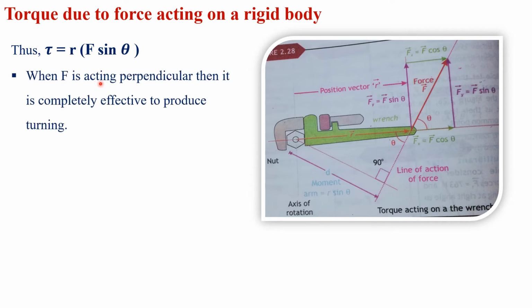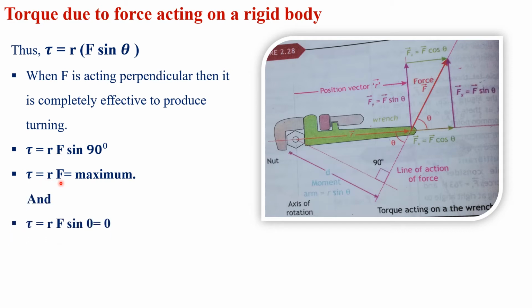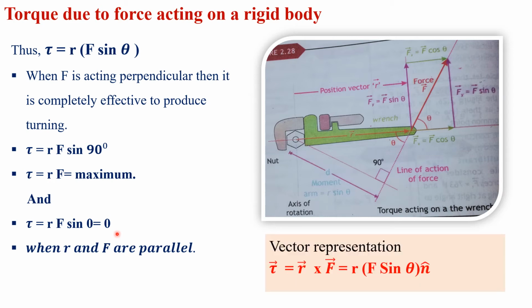When force is acting perpendicular, then it is completely effective to produce turning. Perpendicular means angle is 90 degree. By putting angle theta equal to 90 degree, we get maximum torque. Torque is equal to r into F, which is maximum, because sine 90 gives 1, and 1 multiplied by rF is r into F. And when we put theta equal to 0 degree, then we get 0 torque. When r and F are parallel, we get 0 torque.